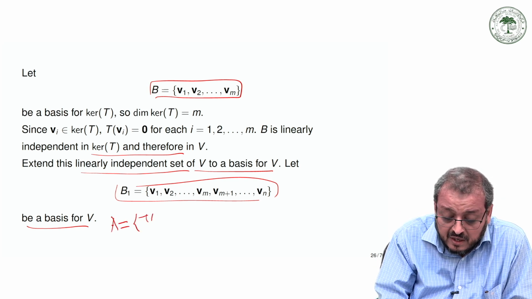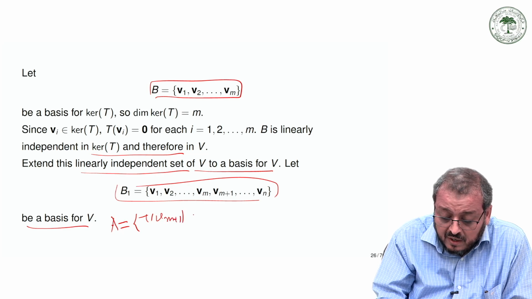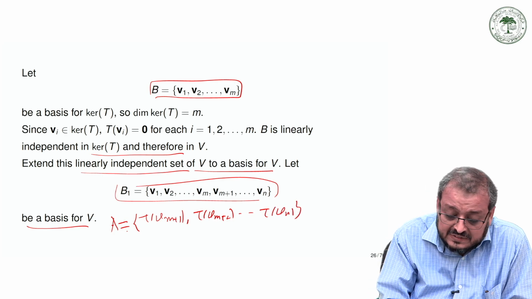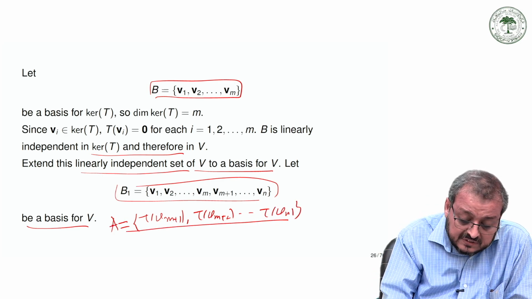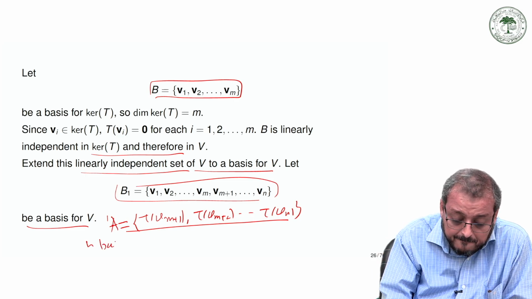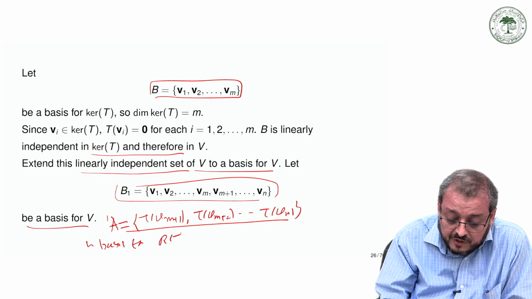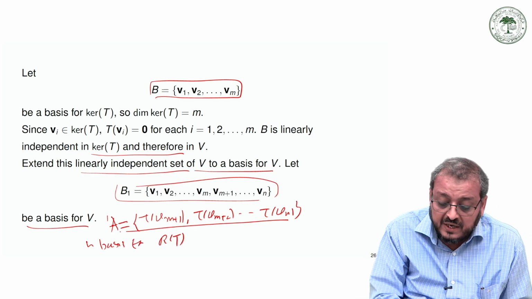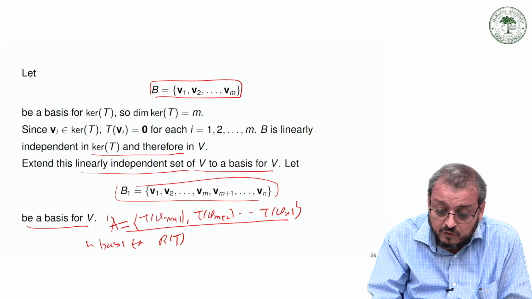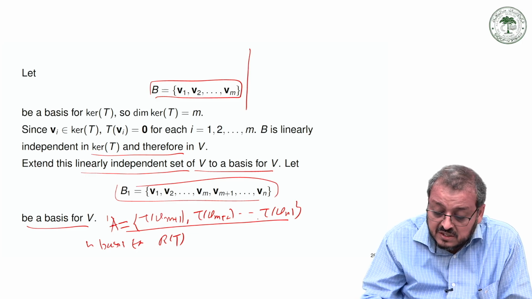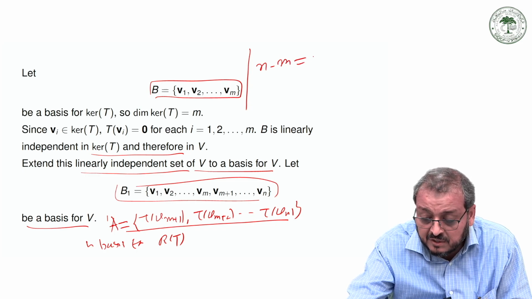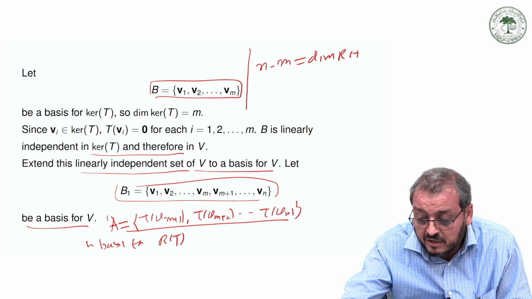We take T of v(m+1), T of v(m+2), and so on up to T of vn. We consider this set A, and now we try to show that this set A is a basis for the range of T. If we successfully prove that this is a basis for the range of T, then the number of elements in it is clearly n minus m, and this is nothing but the dimension of the range of T.